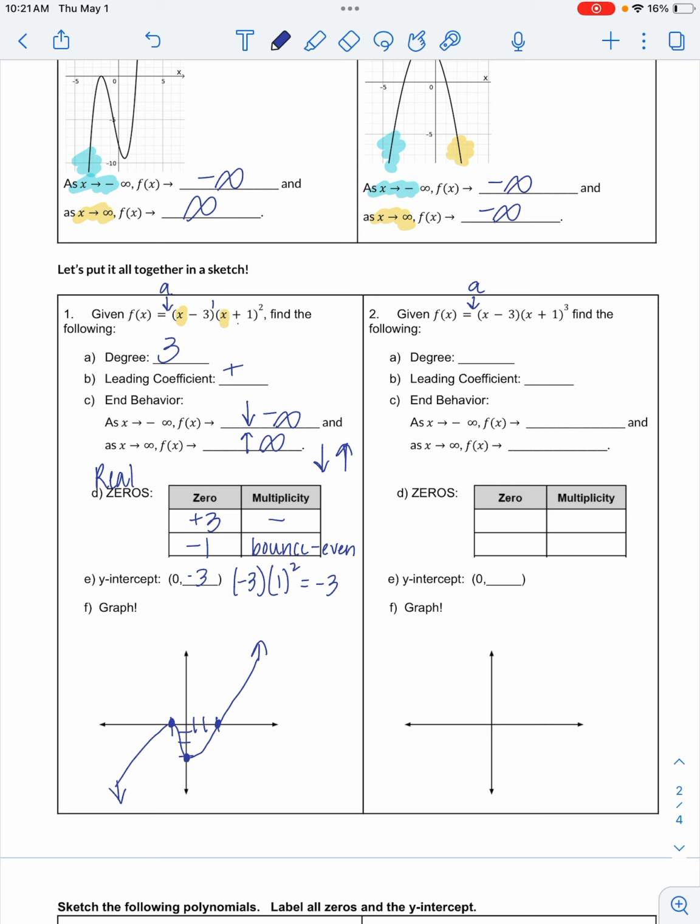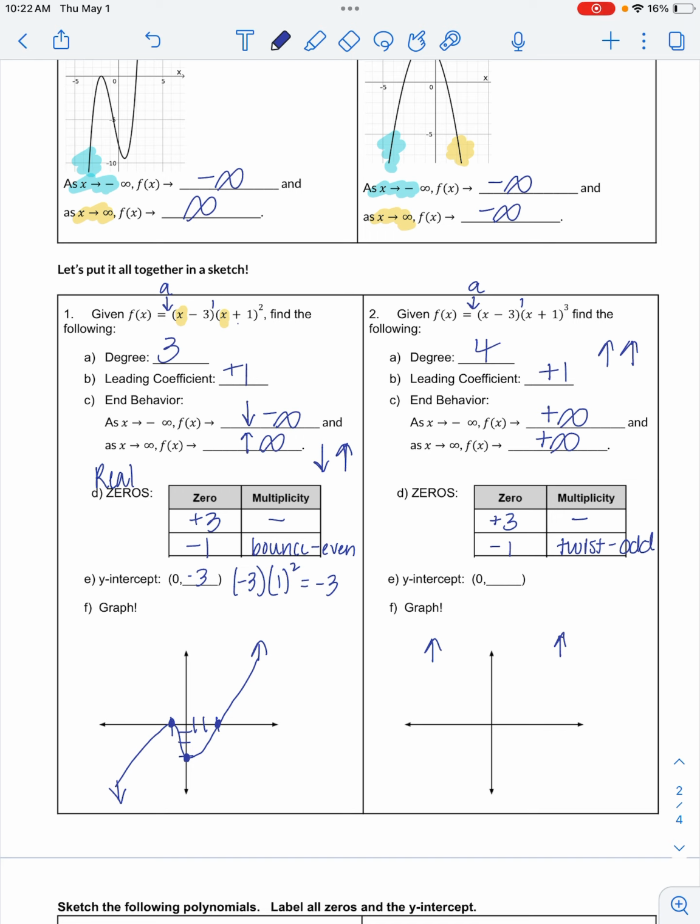Okay, so in this one, my degree is 4, since my exponents add together to 4. Again, there is no number in front, so it is a positive 1. That means positive right side, even same side. So both of my arrows are going to go up this time, meaning that both of my end behaviors are positive infinity. I have a real 0 at positive 3 with no multiplicity. And I have a 0 at negative 1. This time it's odd, so it's going to be a twist because of that 3.